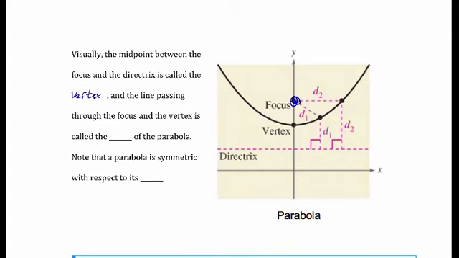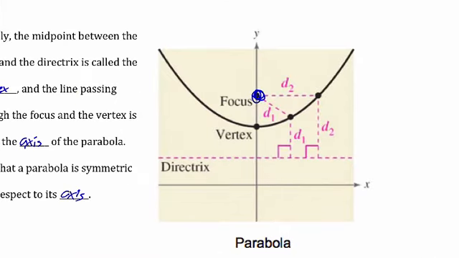And the line passing through the focus and the vertex, we call that our axis. Now, in the past, we've called it the axis of symmetry because note that the parabola is symmetric with respect to its axis. Looking at this a little more specifically, let me zoom in on this graph here. So we've got that focus there. So the focus here and the directrix here, the vertex is exactly halfway between them.